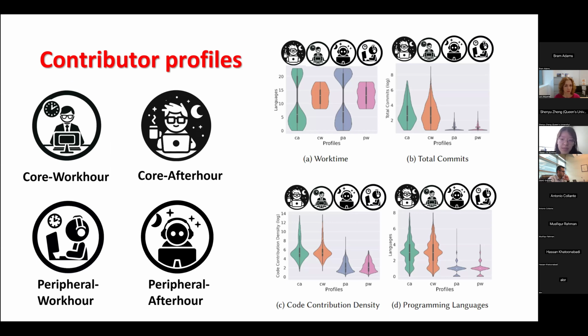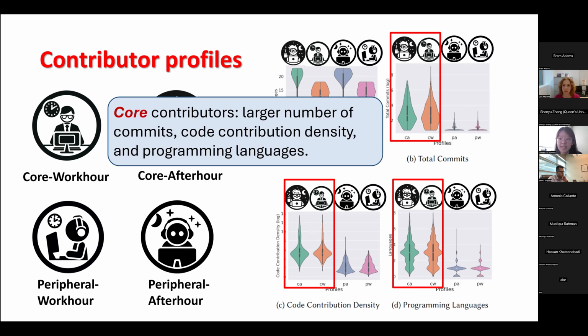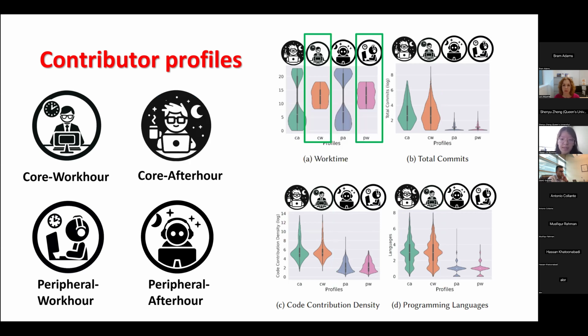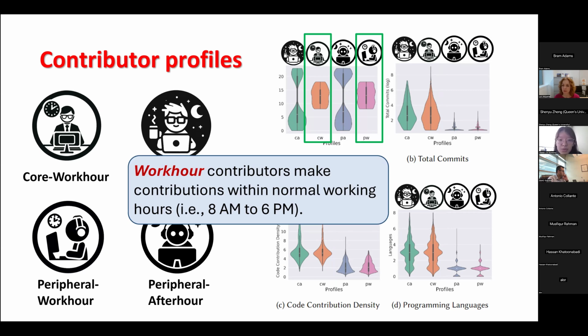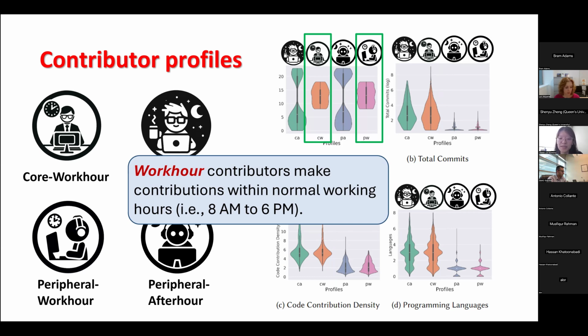These are the 4 profiles that we have identified: core work hour, core after hour, prefer work hour, and prefer after hour. And the naming of each profile is based on their performance in each of the clustering features. You can see that these 2 profiles in green and orange color have higher total commits, code contribution density, and programming languages. So we name them core profiles, and the other two profiles peripheral profiles. The core and peripheral profiles are then further divided based on their work time. You can see that these two profiles in the green box tend to make contributions in the normal work hours, and they contribute in a work-like manner. And so we name them work hour contributors, and the other two profiles after-hour contributors.